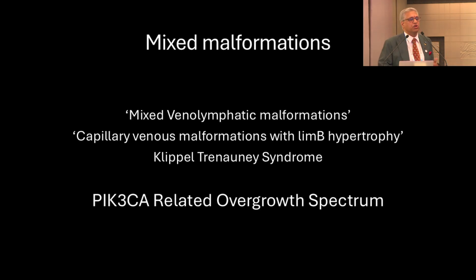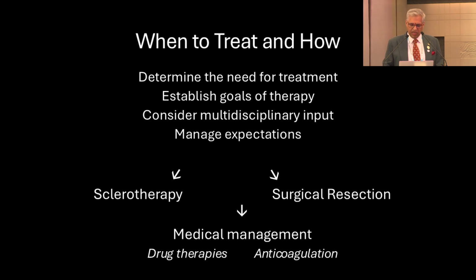Ultimately, what are you trying to do? You're trying to treat this patient. Well, when to treat and how? Most important thing is to determine the need for treatment. Not every malformation needs to be treated. Establish your goals of therapy, talk to the parents, and clearly explain what is your goal of treatment.